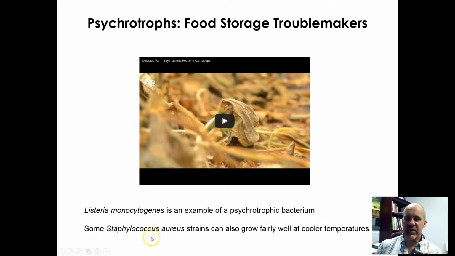This organism too, Staphylococcus aureus, we'll hear about that organism a lot during this semester. That is an organism that causes staph infections, and it's a pretty mean little critter. It comes up a lot during the semester, and unfortunately it's one of these things that can also grow at colder temperatures. It's also a psychrotroph.